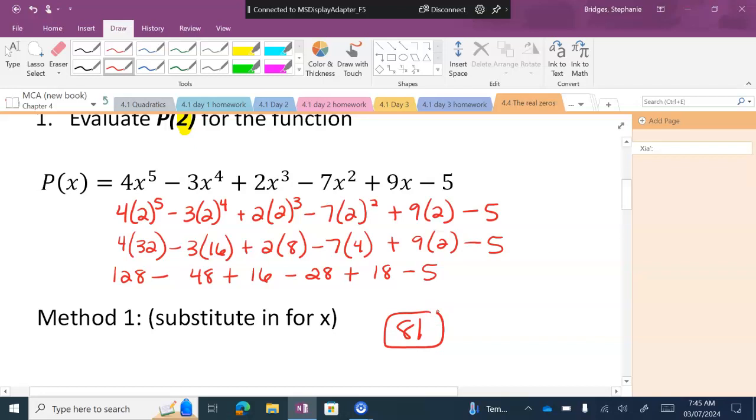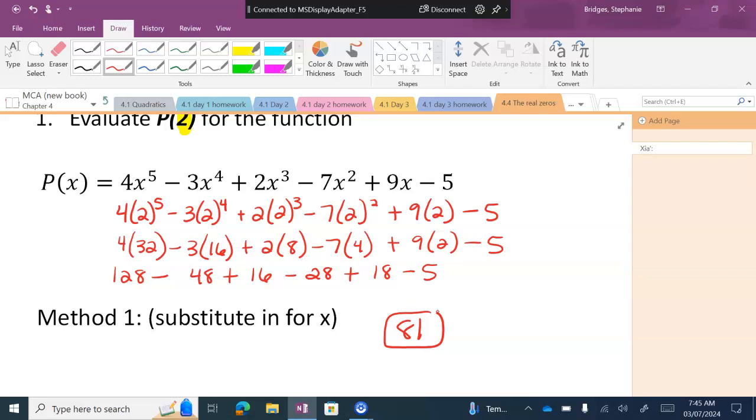That's your first option. Anytime it has your p or whatever the name of your function is, if it's f, it'll be f, whatever number's in the parentheses, you can substitute that in for x and you can find the value of that polynomial. Everybody good with that?